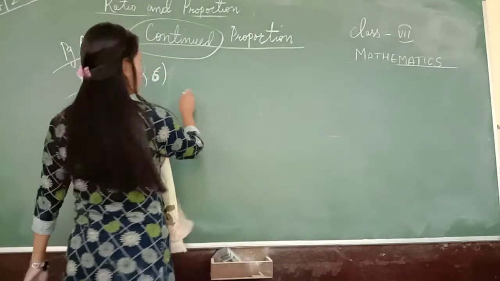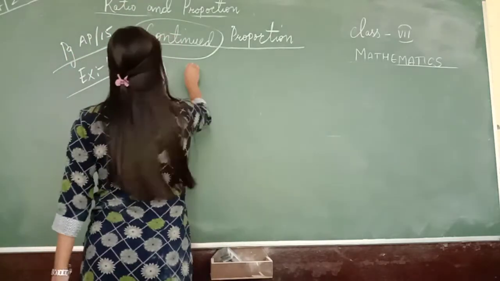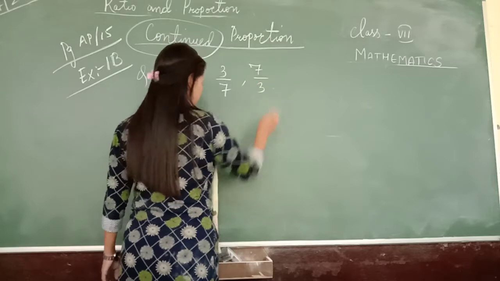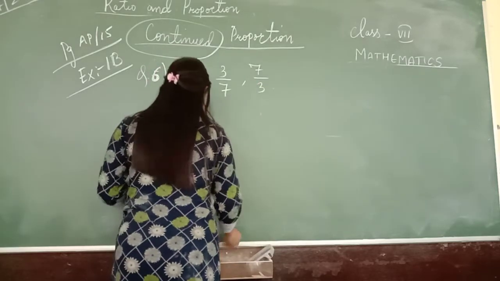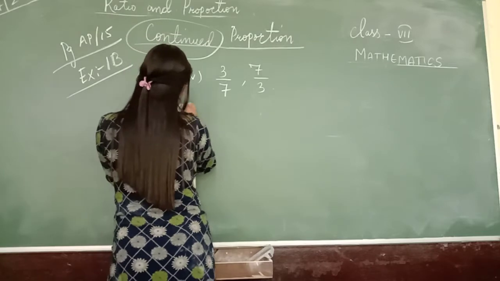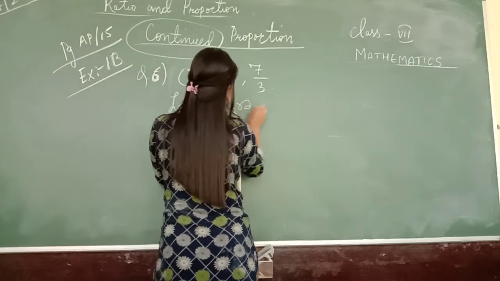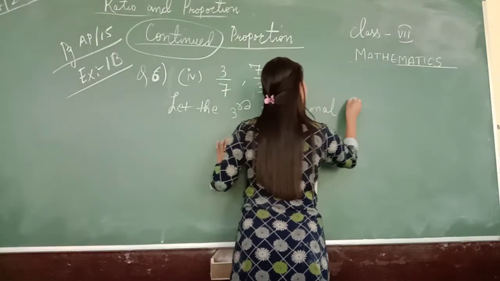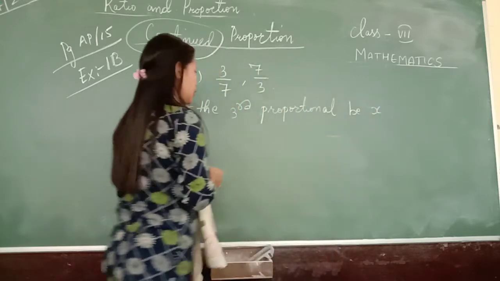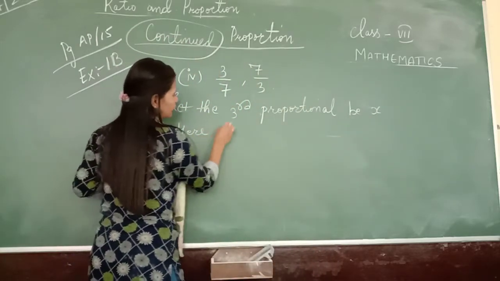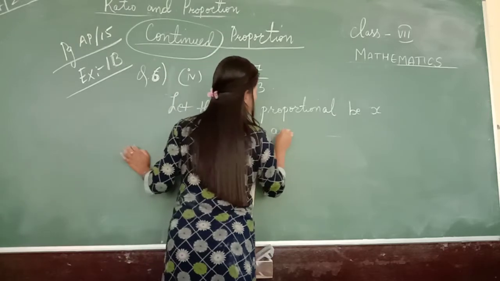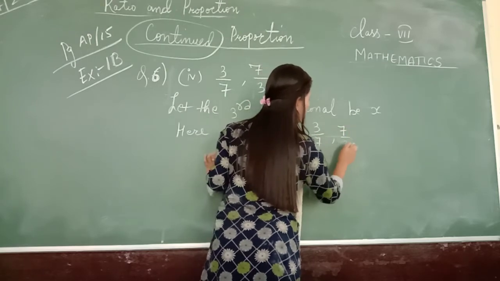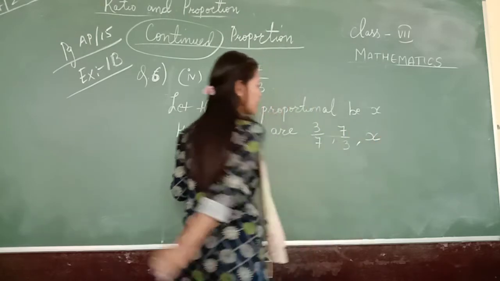Let me take question number 4. You need to find the third proportional between 3 by 7 and 7 by 3. Okay, so we'll start by assuming let the third proportional be x. Okay, here terms are, what are the terms? The two terms that are given here, that is 3 by 7, 7 by 3, and the third proportional that we assumed, that is x.